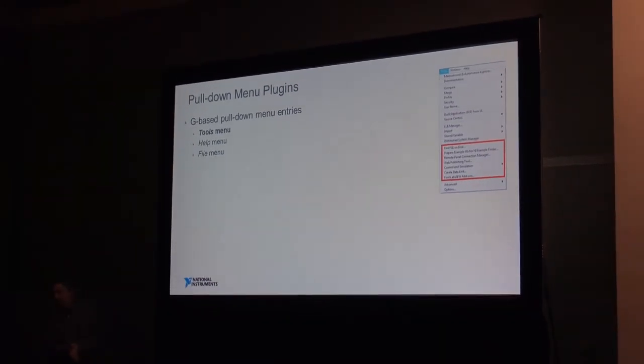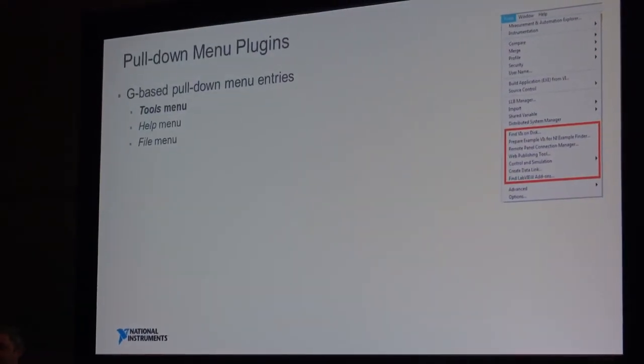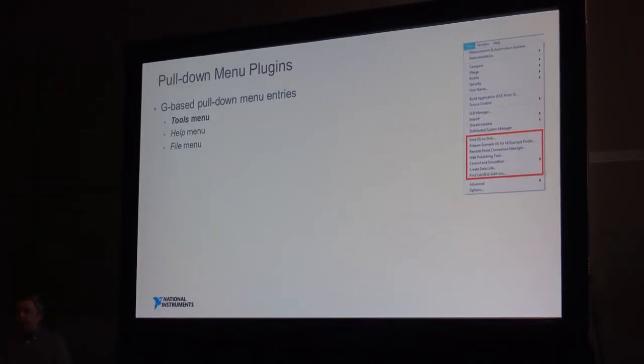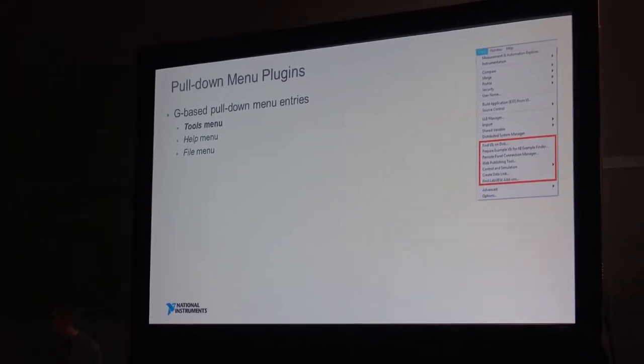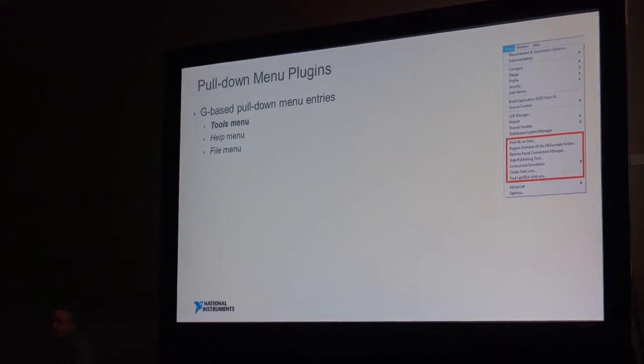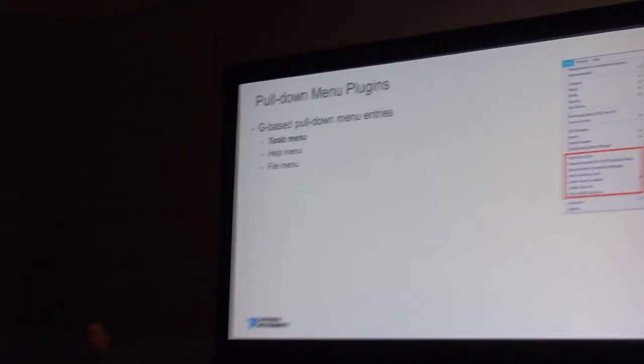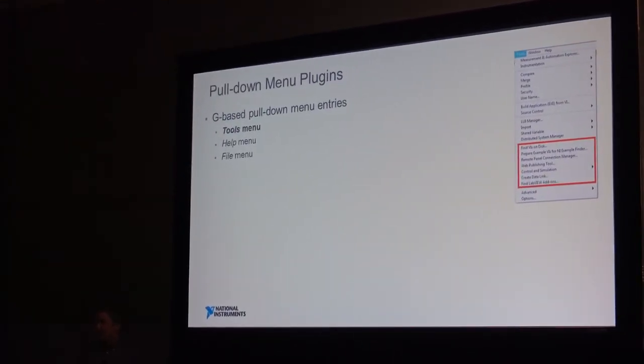All right, so next, pull-down menu plugins. Did you guys know that you can write VIs that show up in the pull-down menus in the LabVIEW editor? You can have them show up in the tools menu, the file menu, or the help menu. The ones that I have in the red box are actually all G code. So every one of those features that you see right there is a VI sitting on disk somewhere.